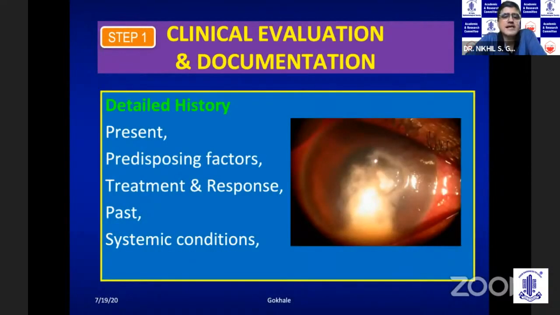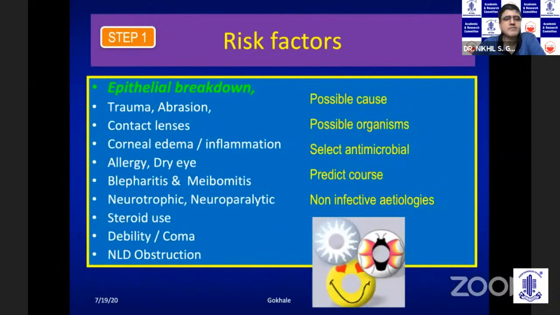And when it comes to that, I think we always need to start with an extremely detailed history, right from the day one of infection to the time the patient reaches you. Look for the various factors that may have caused the ulceration. Look for all the treatments that the patient has taken and what has been the response to the previous treatment, which is very important to guide what you can start once you examine the patient. Always look for previous history of any eye problems or ocular surface disease and systemic conditions which may predispose to corneal infection.